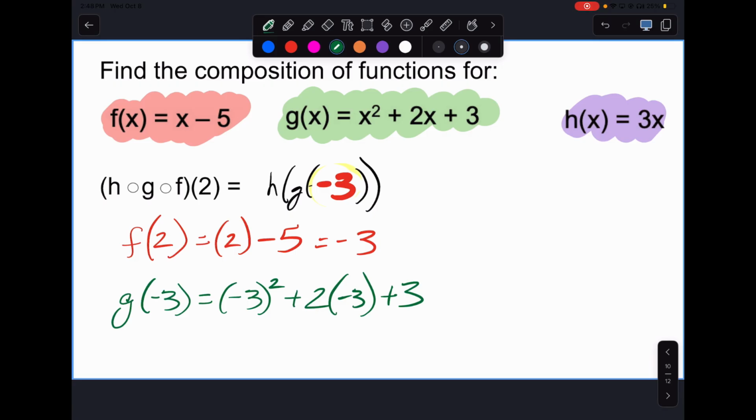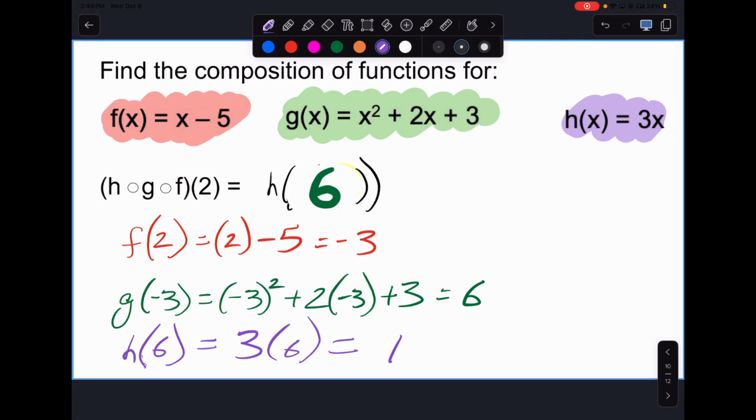We do the math. Negative 3 squared is 9. 2 times negative 3 is negative 6. And then plus 3 is going to give me 6. So now we know that the g of negative 3 is 6. So again, what we just did is, all right, that's gone now. Now we know that the g of negative 3 is actually 6. So now there's a 6 in here. So now we're going to take that 6 and plug it into what? Into h. So now I go grab my h. But it's going to be the h of 6 equals 3 times 6, which is 18.